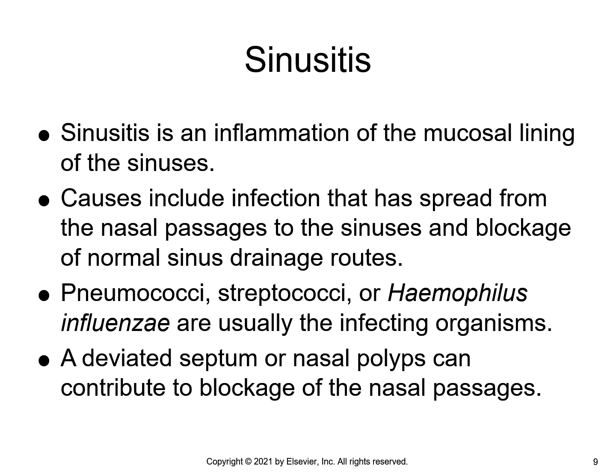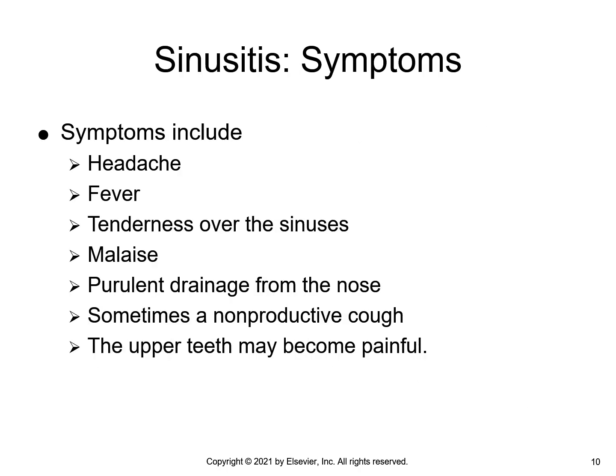The nasal passages can be blocked by a deviated septum, which may occur congenitally, by injury to the nose, or even nasal polyps. Polyps may occur from repeated inflammation of the nasal mucosa, and these are tissue growths that obstruct an airway. People with a deviated nasal septum or allergy problems tend to have recurrent sinusitis. Symptoms will include tenderness over the sinuses, purulent drainage from the nose, nasal obstruction, and sometimes a non-productive cough. The upper teeth may also become painful.